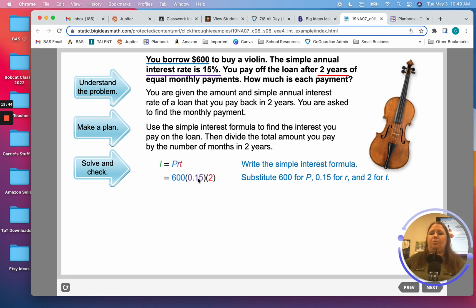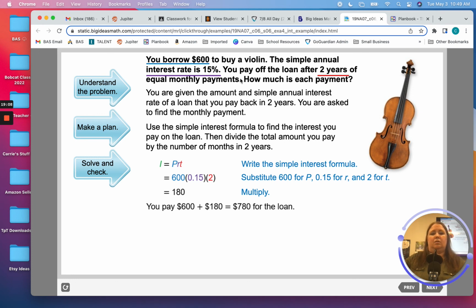600 times 0.15 times 2. Somebody do the math. What do you get? 180. So our interest was $180. We have to add that to the amount we also borrowed, which was $600. So 600 plus 180 is 780. We're going to end up paying $780 for this violin.